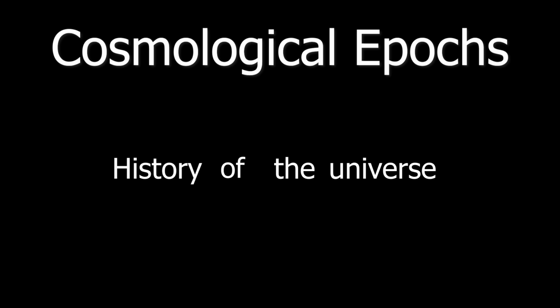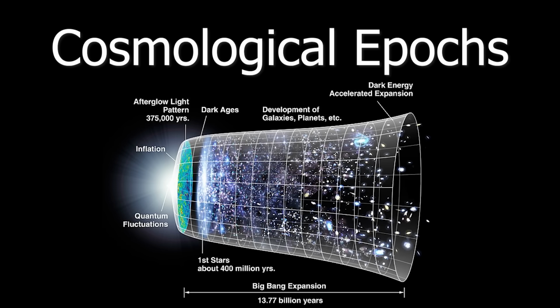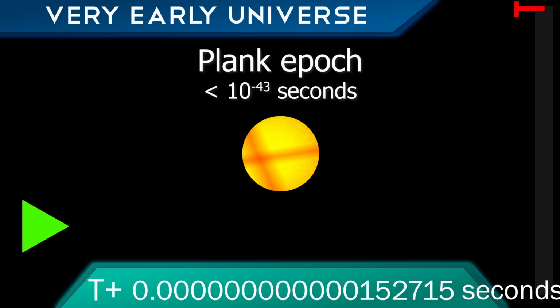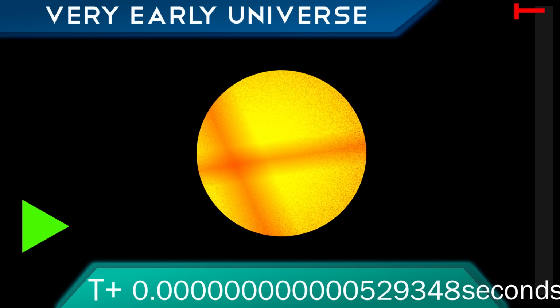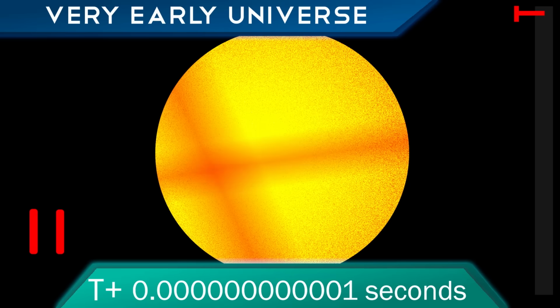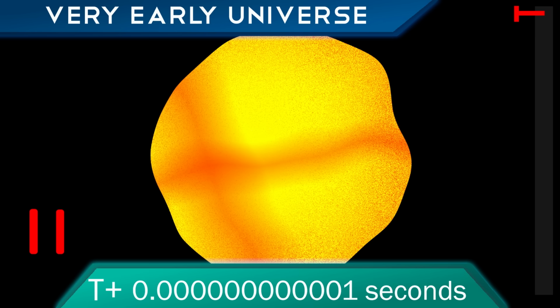Cosmological epochs are a way to divide the history of the universe into different epochs. As we talked about earlier, the universe began with a Big Bang. Here begins the first epoch. In the beginning we had the very early universe, which itself is comprised of 6 epochs. The very early universe was very weird and the fundamental forces of the universe were combined together.